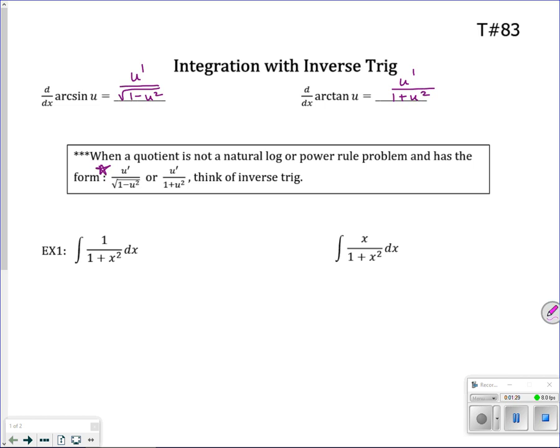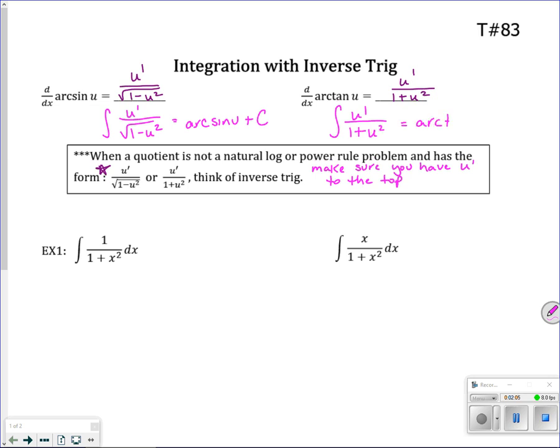So just like with the e's, here's what you have to make sure of. Make sure you have u prime on the top. Because again, if the derivative of arc sine of u is this, then that means the integral of u prime over the square root of 1 minus u squared is arc sine plus c. And if I have the integral of u prime over 1 plus u squared, then that's going to give me arc tangent. But the point is you have to have that derivative of the u.